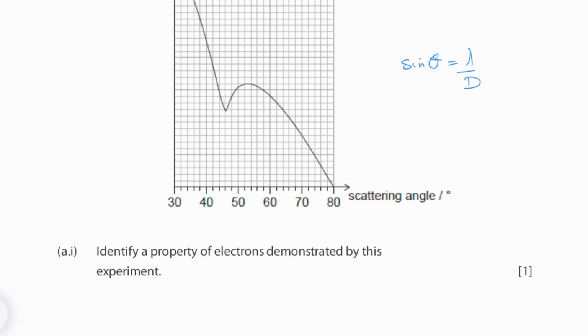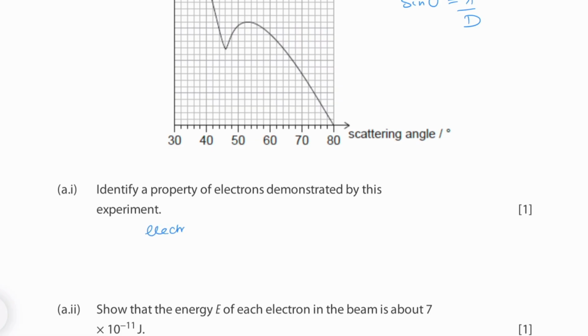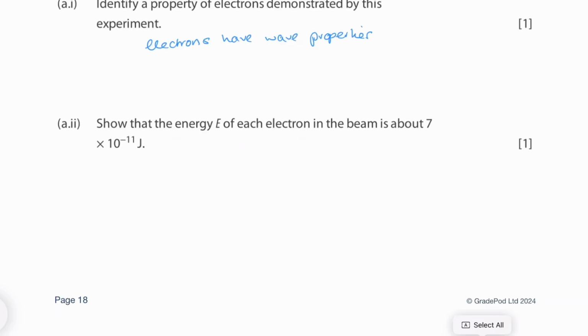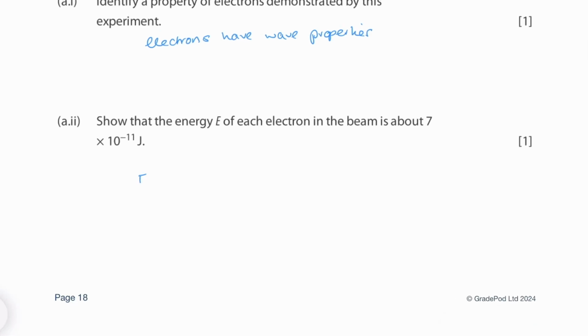Identify a property of electrons demonstrated by this experiment. The property is that they are wave-like. Electrons have wave properties. Part 2: show that the energy E of each electron in the beam is about 7 times 10 to the minus 11 joules. We were told that the energy was 440 mega electron volts, which means it's 440 times 10 to the 6 times an electron volt, which is 7.04 times 10 to the minus 11 joules, which fits up there quite nicely.